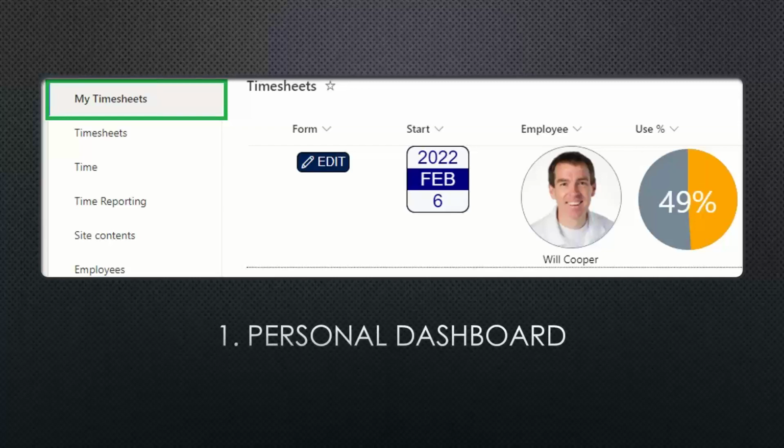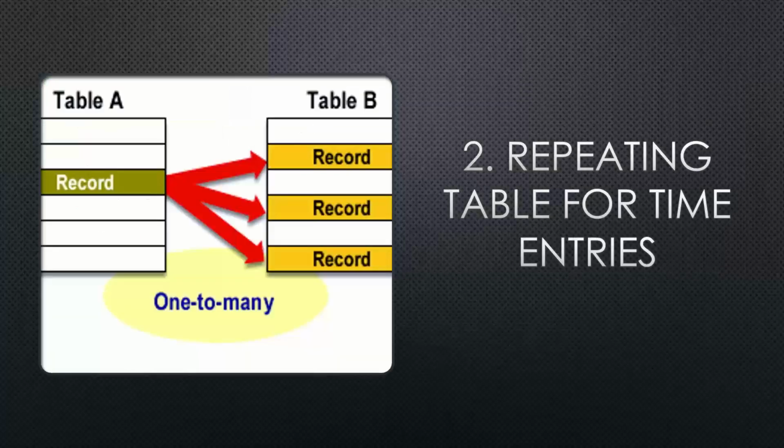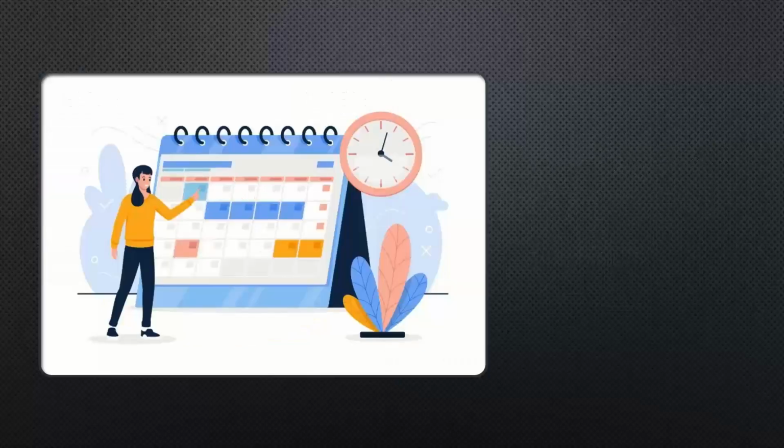First thing is personalized dashboards. Obviously, each person needs to keep up with their own time, so they need to be able to go to a view which just shows their information. So that's certainly a key requirement. We know that we're going to need a repeating table in our SharePoint form for individual time entries. I'll show you how that works.